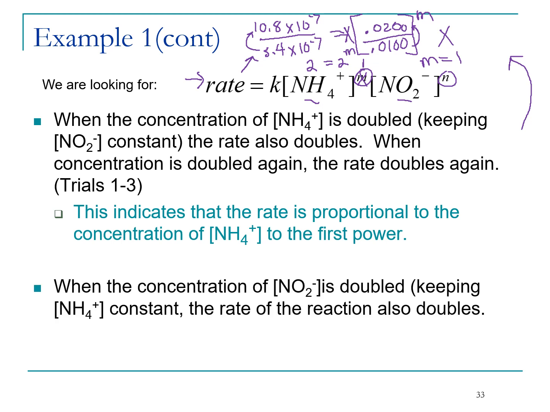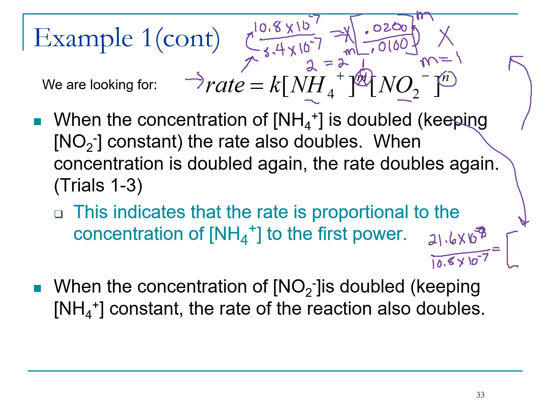And this time the rate for, let's do trial 5. The rate was 21.6 times 10 to the minus 7th. And trial 4 was 10.8 times 10 to the minus 7th. So that's rate 2 over rate 1. And K is constant, so I'm not worried about that. And NH4 is constant, so I'm not worrying about that. So now I'm just looking at the NO2 concentration.